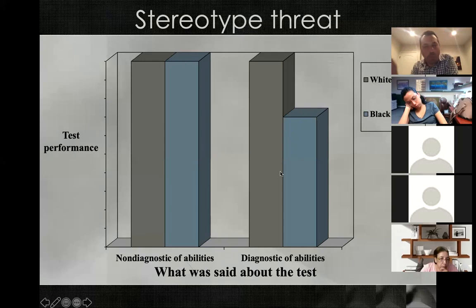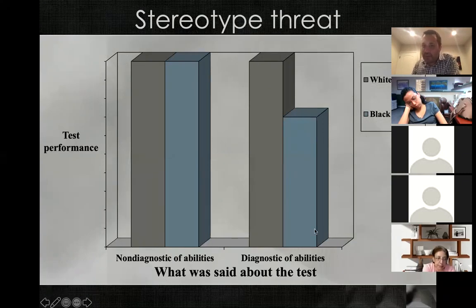Now, why is that the case? Well, we know it's not the case because there's an actual difference between white and Black students, because there was no difference when they were told the test is not diagnostic of their abilities. Right? What happens is that when people are told the test relates to their actual verbal skills, it doesn't affect the white students, but it does seem to harm the Black students' performance. Why is that the case?